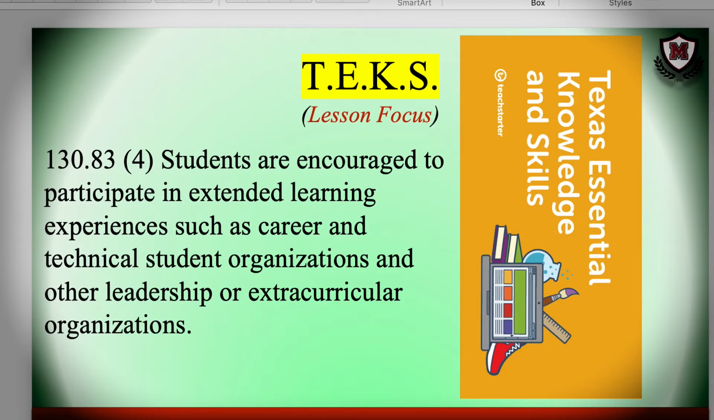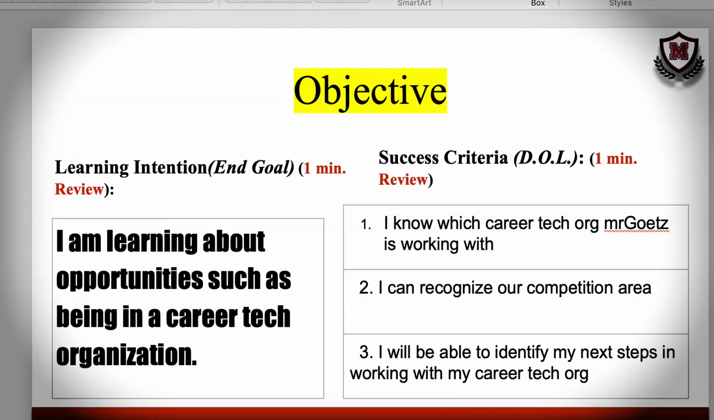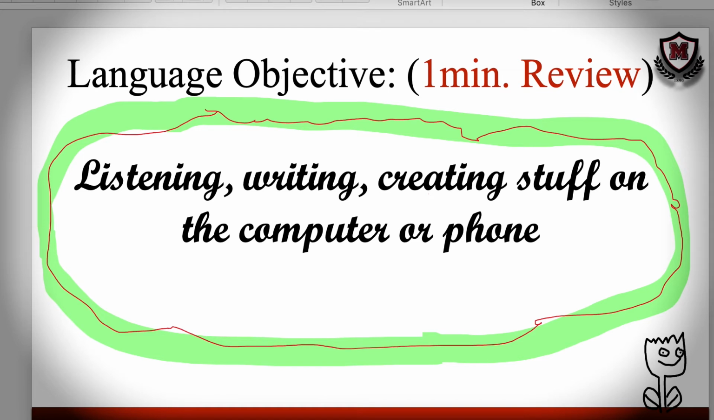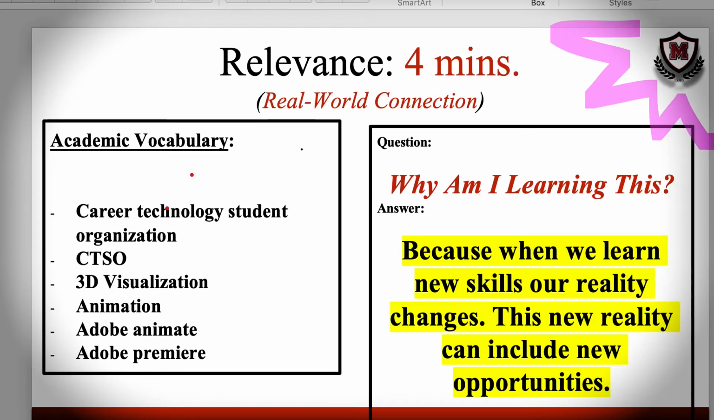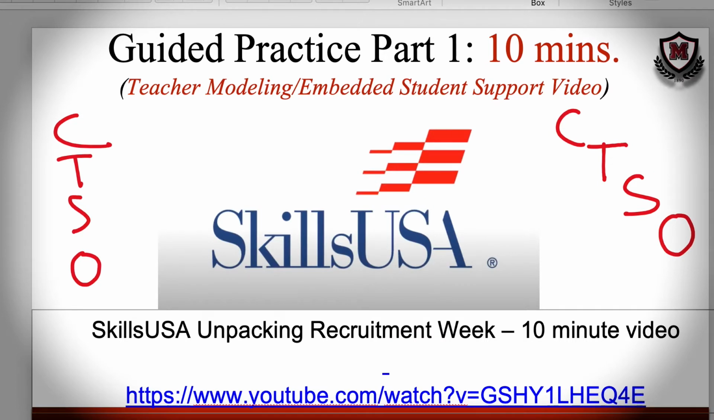We have to have the TEKS, so career and technical student organizations. What else do we have here? We have learning about opportunities such as being in a career tech organization, to know our competition area, listening, writing, creating stuff on the computer or phone, CTSO, career technical student organization. When we learn new skills, our reality changes. This new reality can include new opportunities. Very cool. So here's the video about the CTSO.